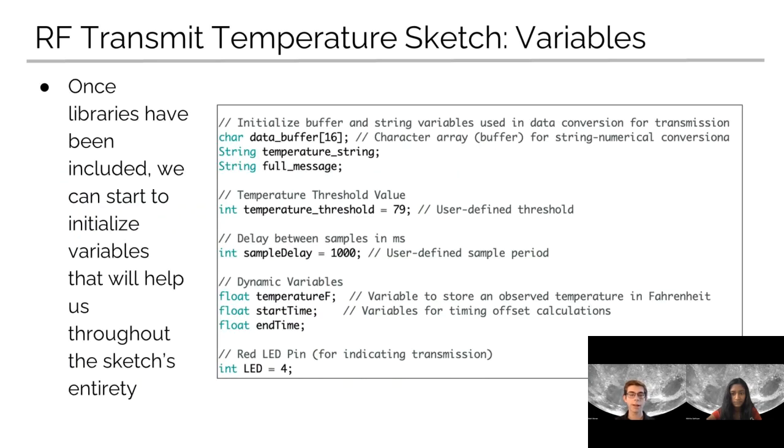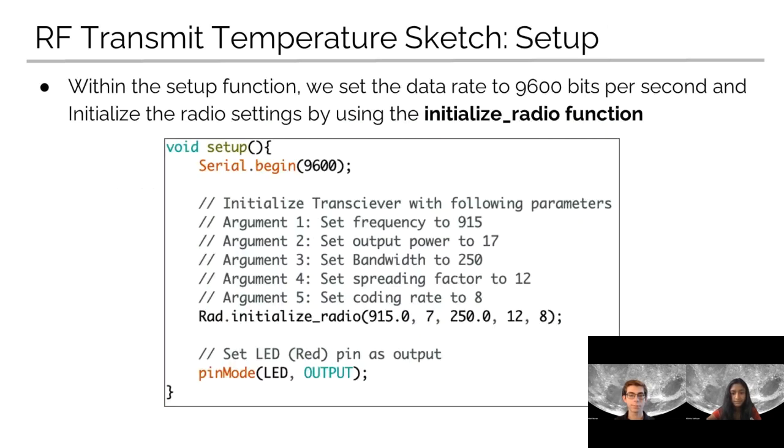So after we include our libraries and declare our objects, we want to initialize a bunch of variables that will come into play later in the sketch. Next, we want to do our setup function, which should look like the setup function for the previous sketch. We start serial communications with a 9600 baud rate. We initialize our radio object with the same arguments as we did before, and we set our pin mode to output.